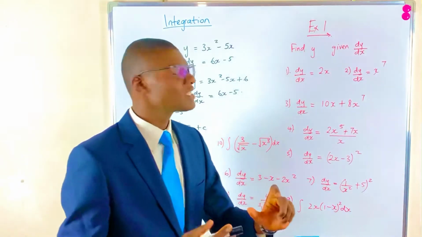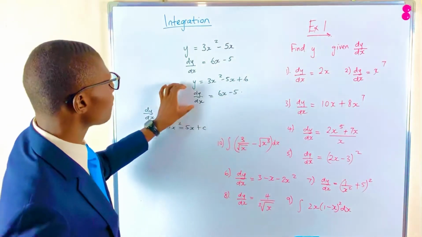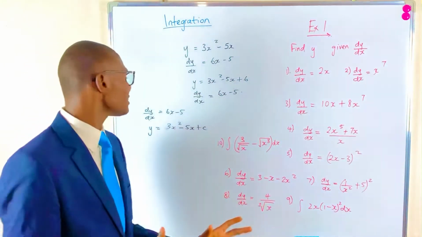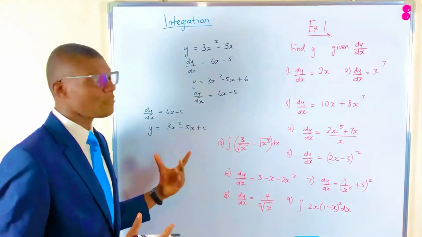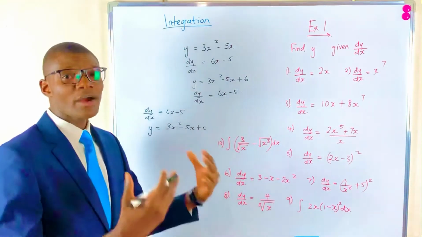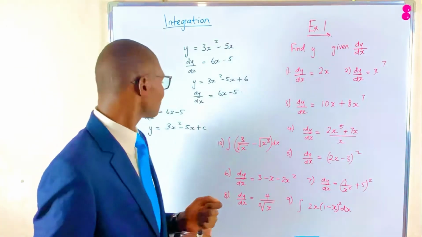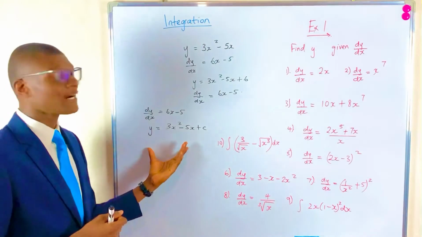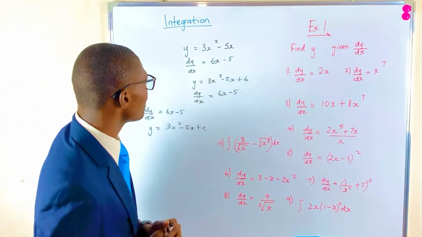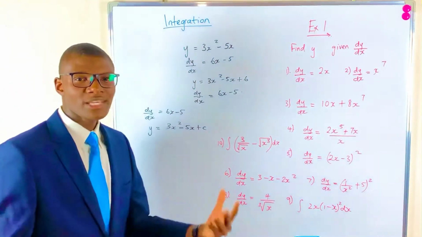So what we are doing is that we are working backwards. From this derivative, dy by dx, we are coming up with y being the equation. Right. So what we are basically saying is that we are reversing the process of differentiation to get this integral. Right. So this is what we call integration.